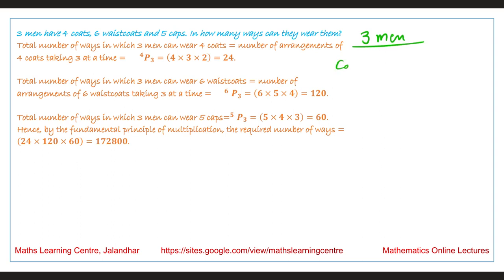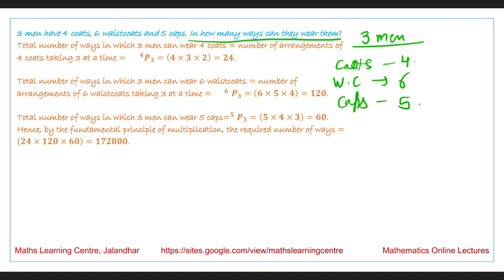Number of coats we have, it is 4. Waistcoats we have, it is 6. And caps we have, it is 5. In how many ways can they wear them?